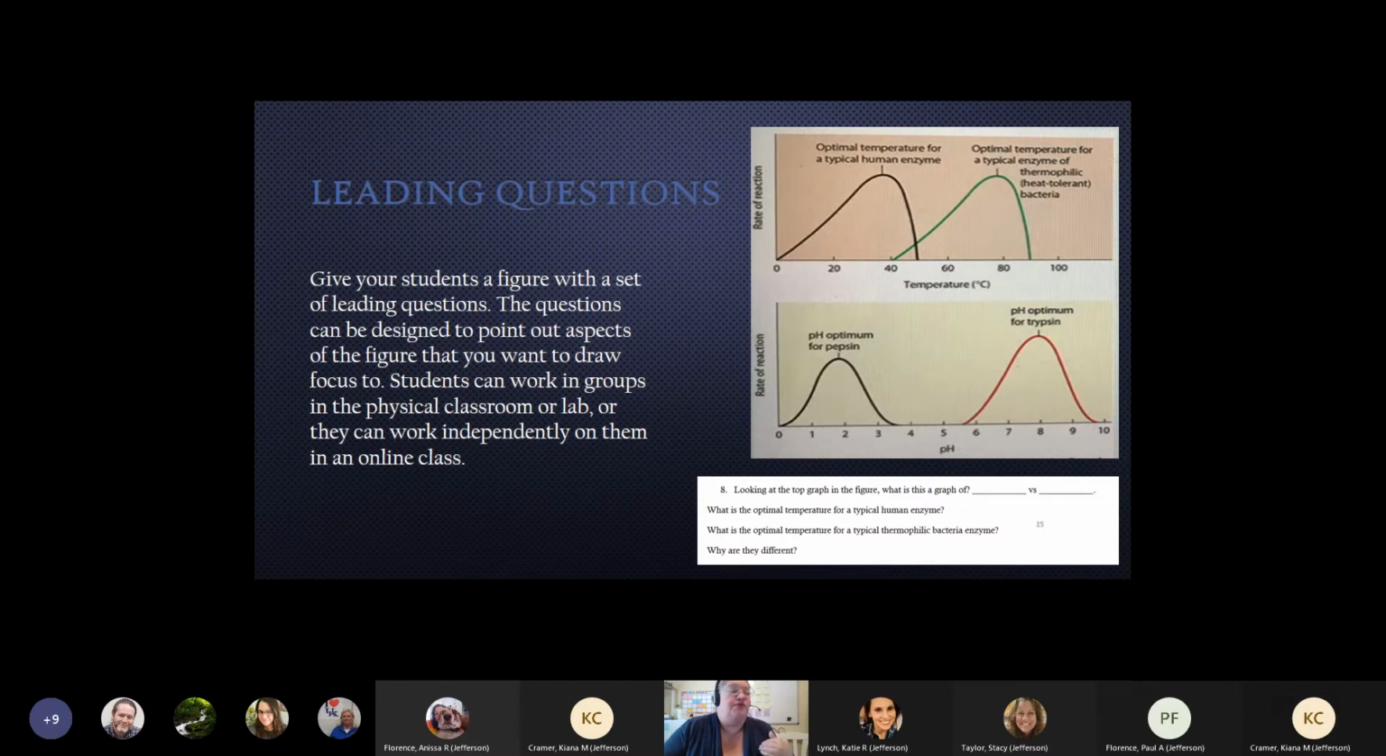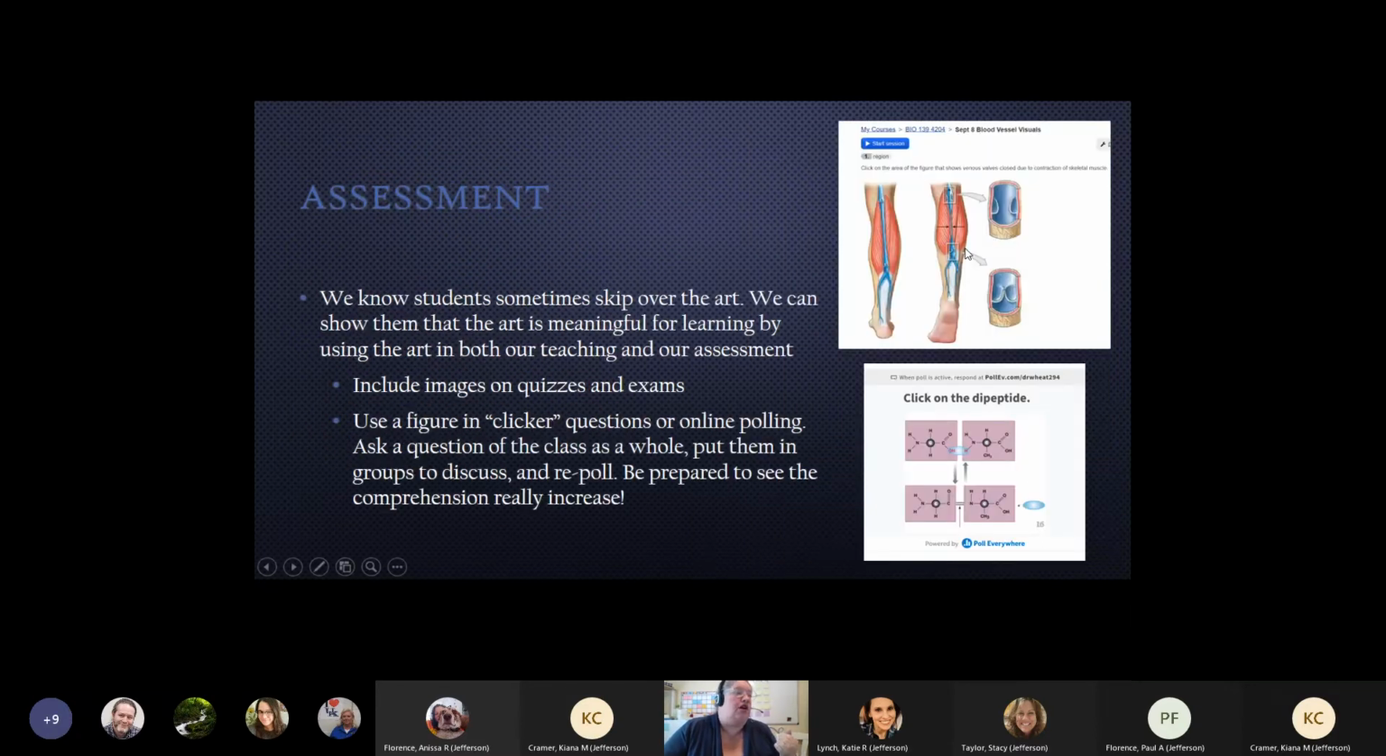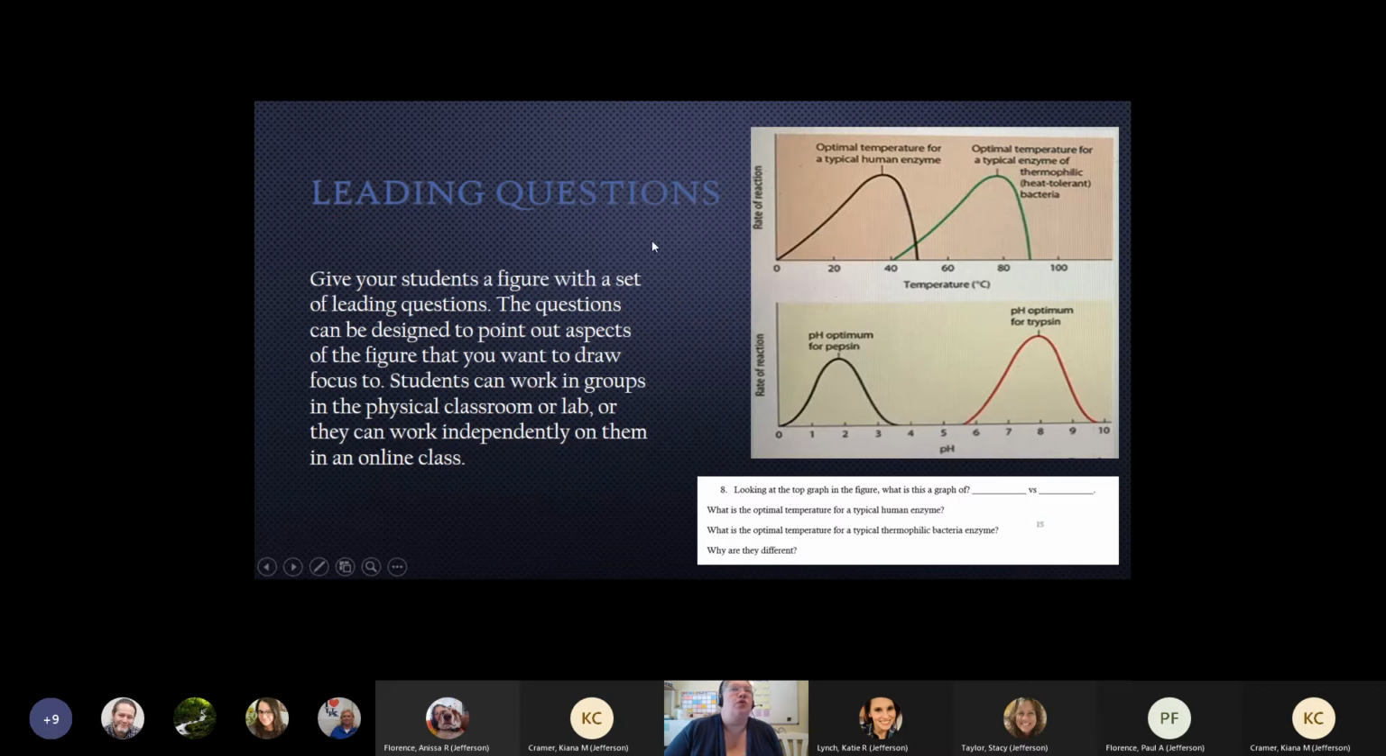Another activity that I do with students is I ask them leading questions about the artwork. One of the things that Lori Garrett talks about is that when you think that students are not getting what they need out of a figure, you can try to facilitate their interaction with that figure, to point out the parts that contain the most information, or the information that they're supposed to be getting.